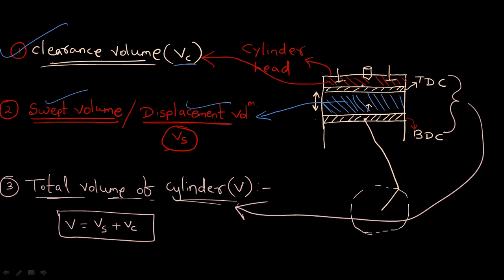So three parts we have discussed. The top part is called clearance volume. The volume traveled by the piston from bottom dead center to top dead center is called swept volume or displacement volume. And the summation of clearance volume and swept volume is called total volume of the cylinder. This is the preliminary idea I have given you. What do you mean by clearance volume, swept volume, and total volume of the cylinder?